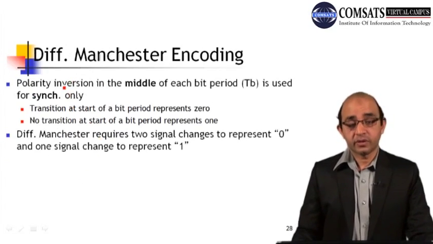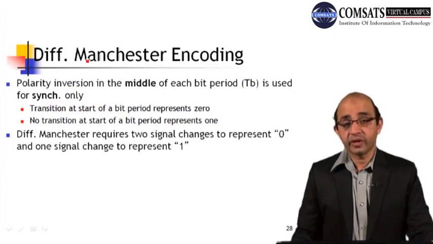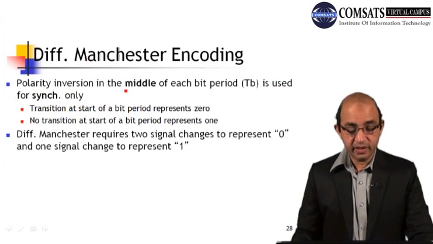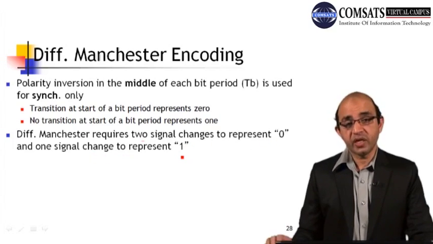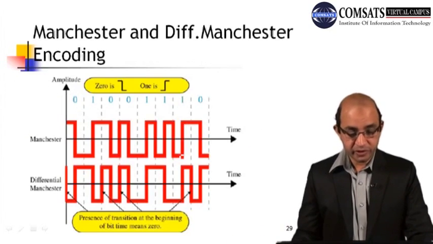So let's talk about differential Manchester. The transition in the middle of each bit period, right, is used for synchronization only, right? So here we have some additional mechanism, that is a transition in the middle of each bit. A transition at the start of a bit period represents 0, no transition at the start of a bit period represents 1. So it requires 2 signal changes to represent 0 and 1 signal change to represent 1. So we need 2 changes to represent 0.